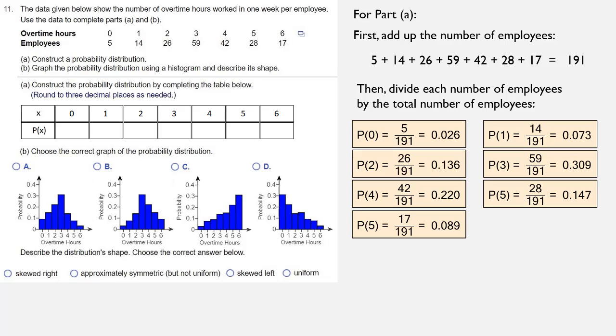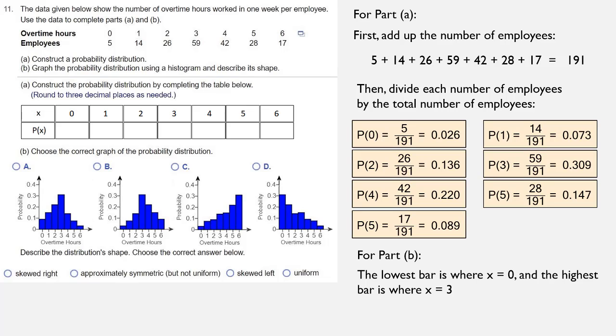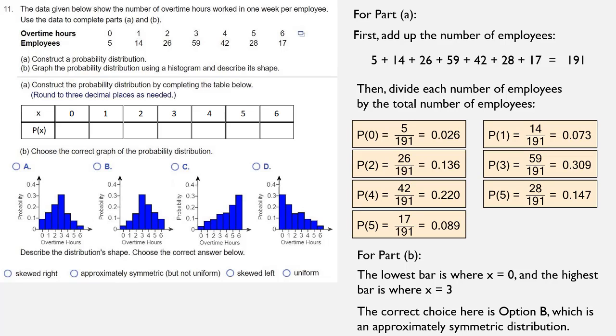Let's also look for the lowest value of a probability here. The lowest value for a probability was the probability of 0. That value was 0.026. So the highest bar should be where x is 3, and the lowest bar should be where x is 0. So when we put that second criteria into the graph, that makes us choose choice B. Okay, so the lowest bar is where x is 0, the highest bar is where x is 3. The correct choice here is option B.